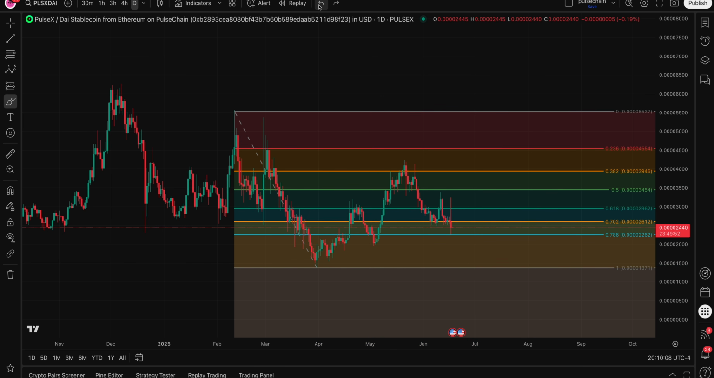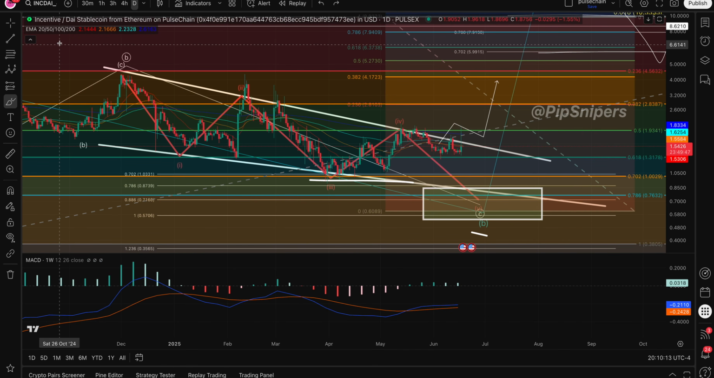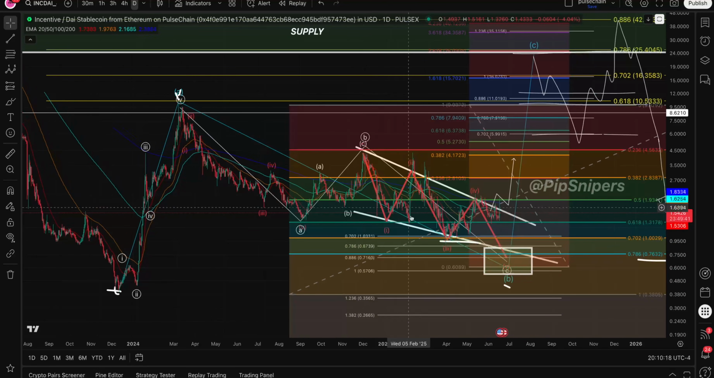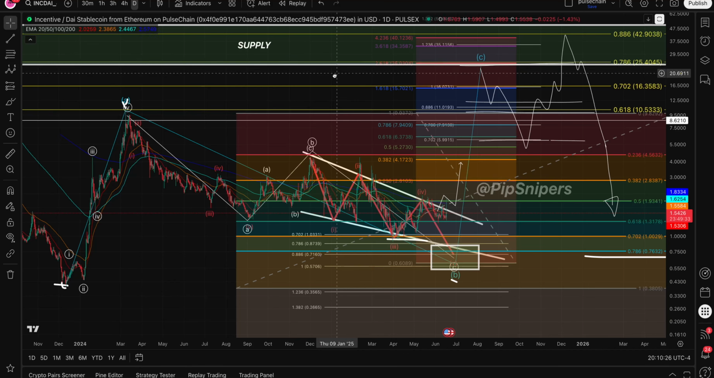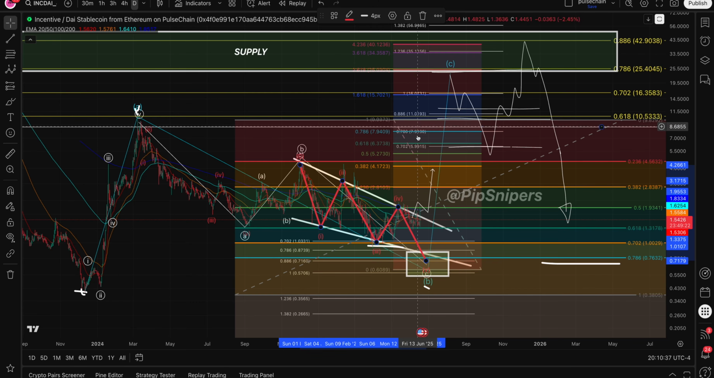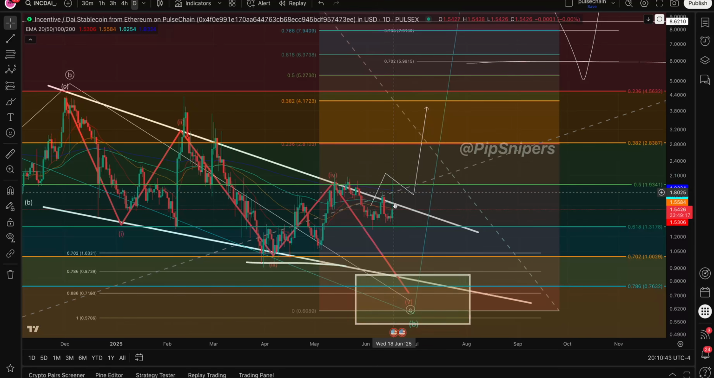Okay, there is a possibility of that. So I just wanted to show you how well these fibs are working in the ecosystem. Works pretty good. But yeah, if we get a daily close above $1.93 on incentive token, then we'd be looking at these higher targets right here at 10.53, 16.35, 25, and 42. But we'll definitely analyze the price once the time comes. But so far we are still trending down, and today was just a fake out towards the 200-day.